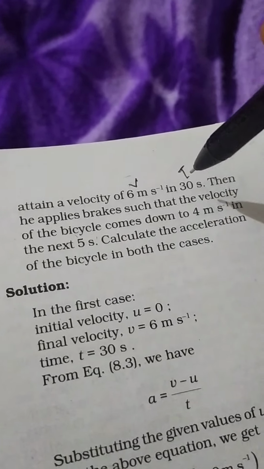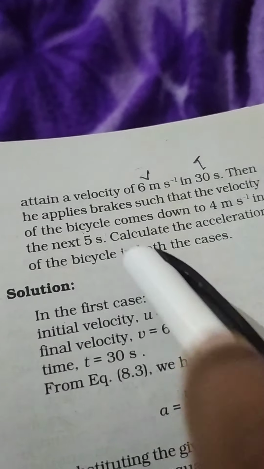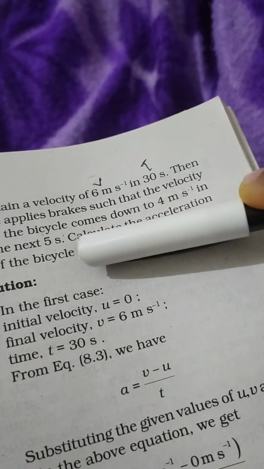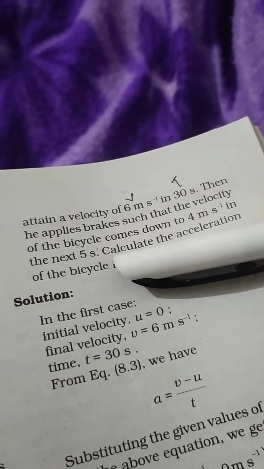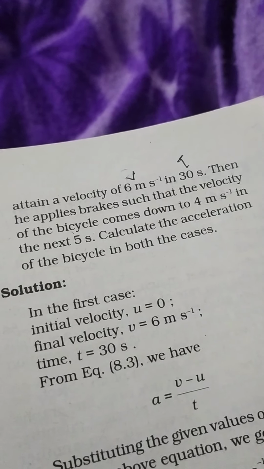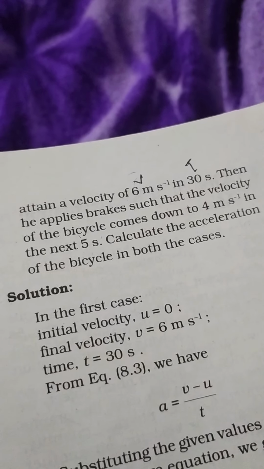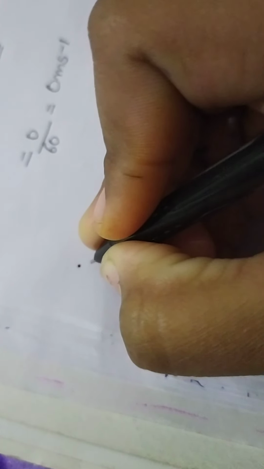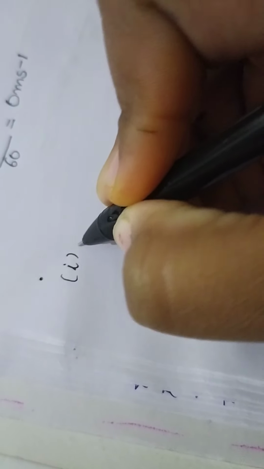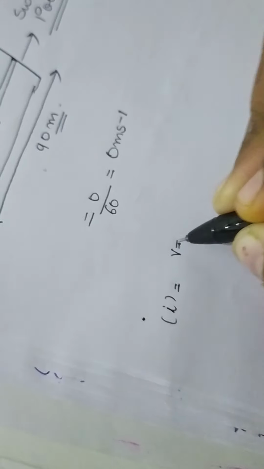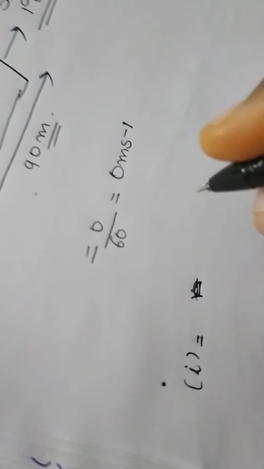See students, in both cases, calculate the acceleration of the bicycle. So we have to take another formula, but there is in both cases, means दोनों का अलग अलग निकालना है. तो we will do here. अपन see, we are finding it in the first case. अपन इसे first case में निकालेंगे. So there is V given. First see, you have read the question, read again.